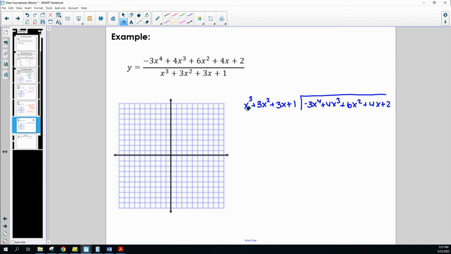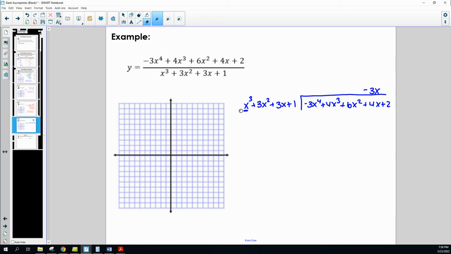And we're going to look at the first terms. We have x cubed and negative 3x to the fourth. Okay, we have this, we want this, so what times x cubed is going to give us negative 3x to the fourth. Again, if you need to set it up, take negative 3x to the fourth and divide it by x cubed. So here we're going to end up with negative 3x. So I'm going to line that up with the other x term. So negative 3x goes here. I'm just going to get rid of this.